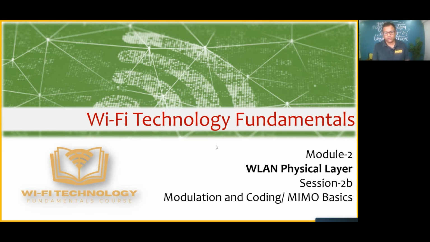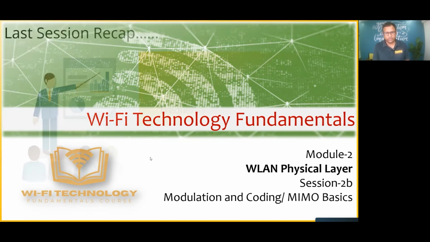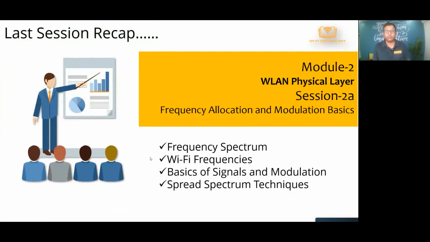Before we jump into today's session, let us quickly recap what we talked about in the last session. The last session was the first session in the physical layer. We talked about the frequency spectrum allocation for Wi-Fi. Wi-Fi uses unlicensed spectrum that is available in the 2.4 gigahertz, 5 gigahertz, and 6 gigahertz bands. We talked about how much bandwidth is available in each band, what channels are available, how many non-overlapping channels we have, and how channel bandwidths work.